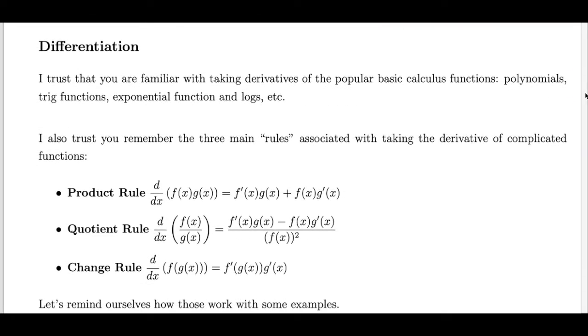I trust that you're familiar with taking derivatives of the popular basic functions: polynomials, trig functions, exponential functions, logs, etc. And then hopefully you remember that there are three main rules associated with taking derivatives of functions that are more complicated. First rule is the product rule. Second rule is the quotient rule. And then lastly, the chain rule. This is a typo. I should say chain rule. It indicates how to take the derivative of composite functions. The notation for these varies slightly, so you may have written these in a slightly different way in your previous courses, but the structure of these rules is hopefully familiar.